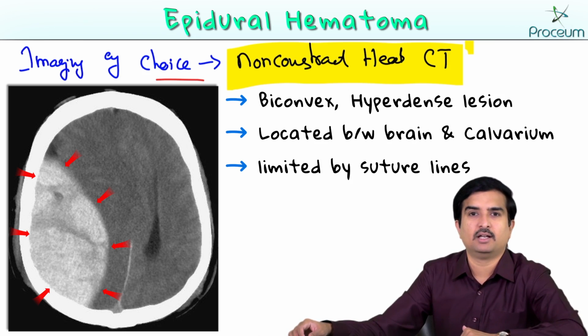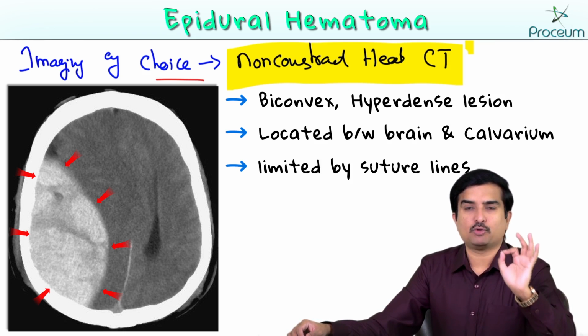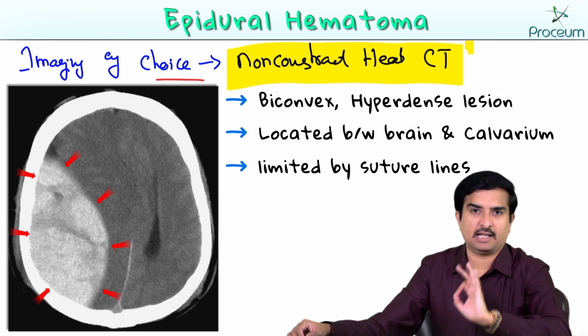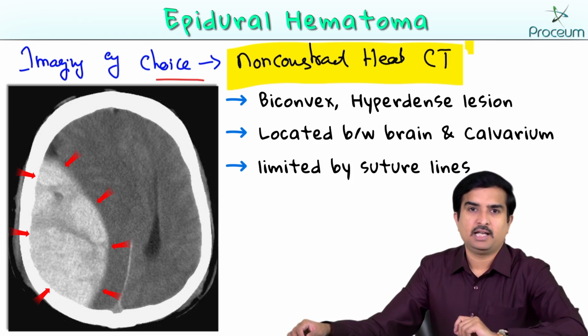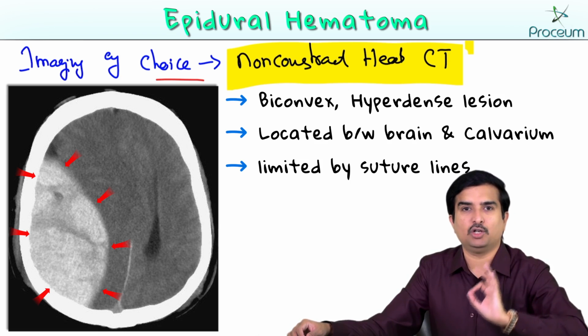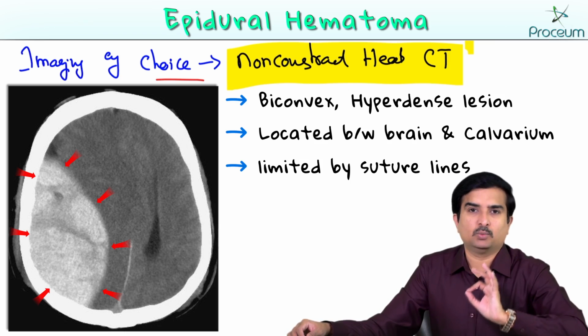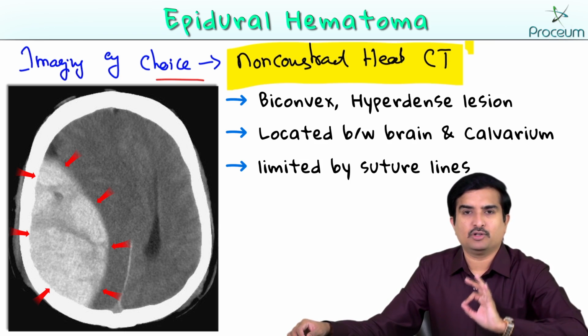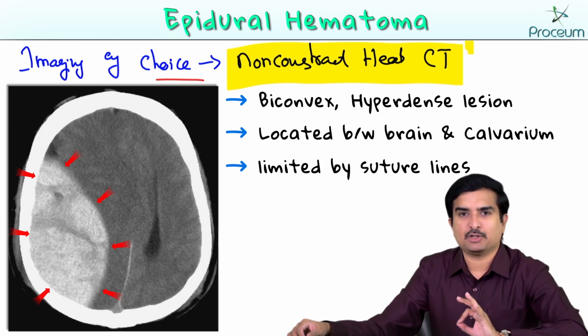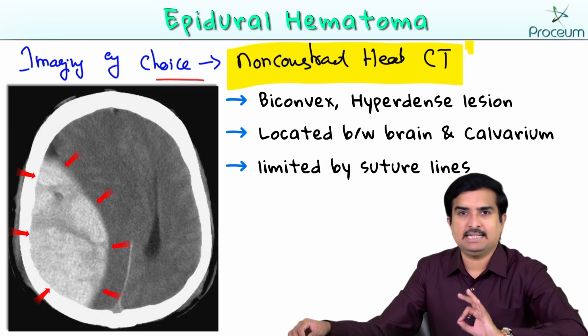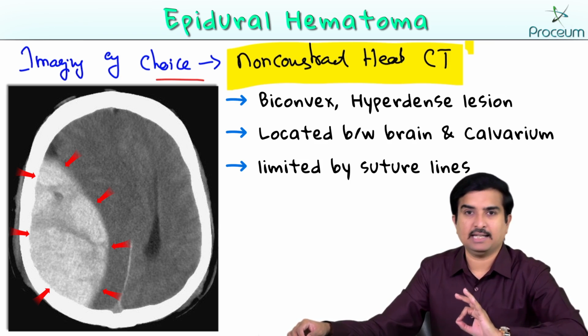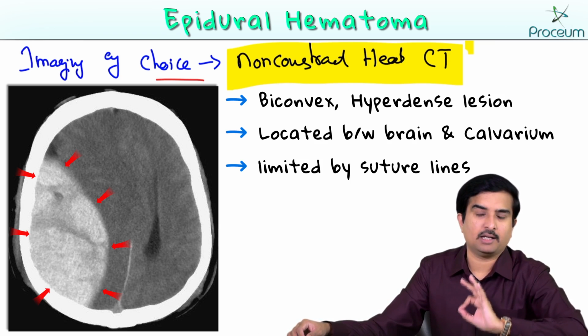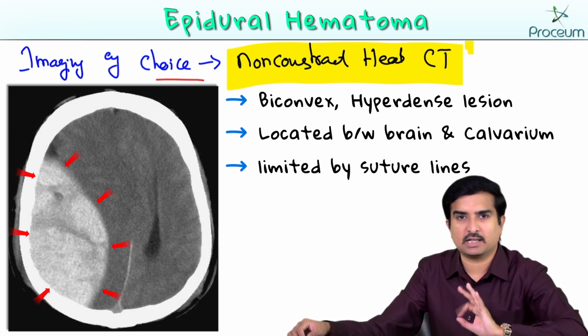Remember this point. Whenever the hematoma is limited by suture lines, it is epidural. If it is not limited by suture lines, it is subdural hematoma. So this is what you have to remember about the difference between epidural hematoma and subdural hematoma: epidural is limited by the suture lines, and subdural hematoma is not limited by the suture lines.